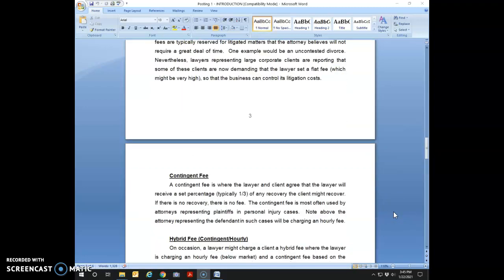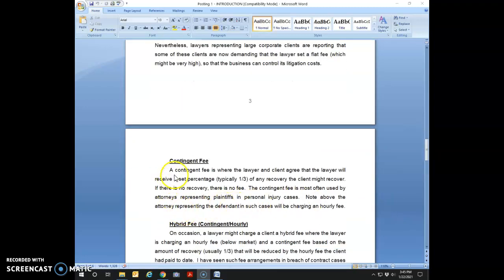I'm going to jump over flat fee for a bit and talk about contingent fee. That's where the lawyer and client agree that the lawyer will receive a set percentage. Typically that's 1/3 of any recovery the client might recover. So in a personal injury case, someone hurt in a car accident, what you'll see is that the plaintiff's lawyer is working on this contingent fee.